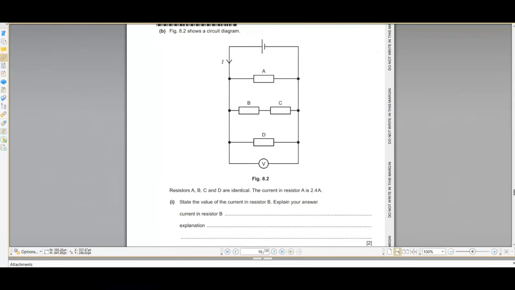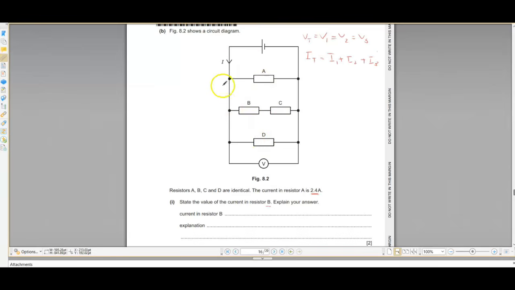Resistors A, B and C, D are identical. The current in resistor A is 2.4 amperes. State the value of the current in resistor B. Explain your answer. We know that this is a parallel circuit. In a parallel circuit, V total is equal to V2 is equal to V3, and for I total in a parallel circuit it is I1 plus I2 plus I3.